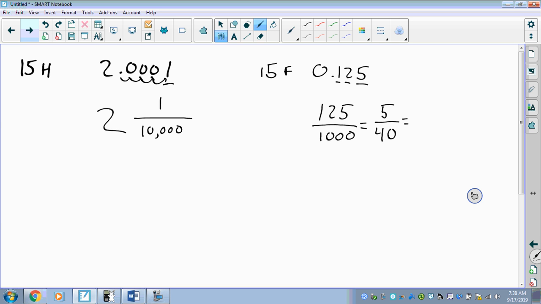Oh look, we can reduce again. 5 goes into 5 1 time, and 5 goes into 40 8 times. So that's 1/8. Like I said, it's a fraction you should probably know when you see it. Just if you get something like this, make sure you reduce if you're asked to. All right, moving on.